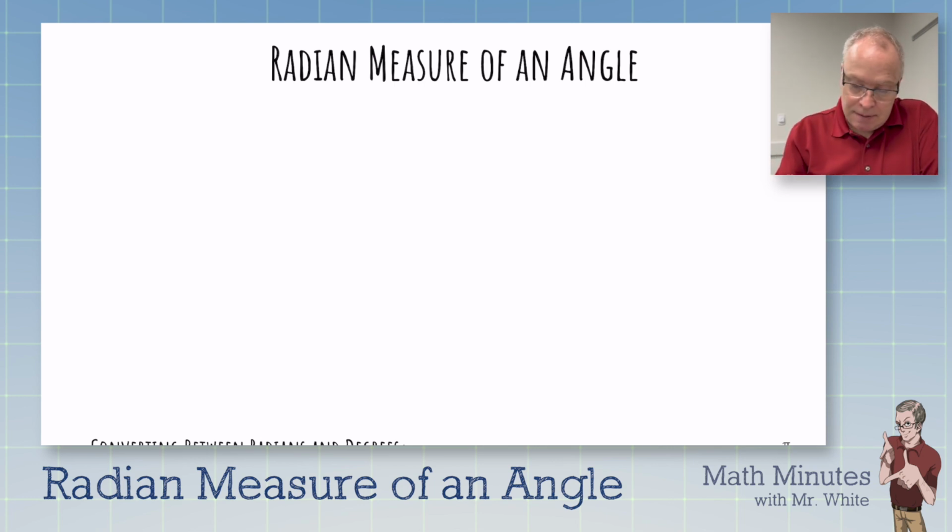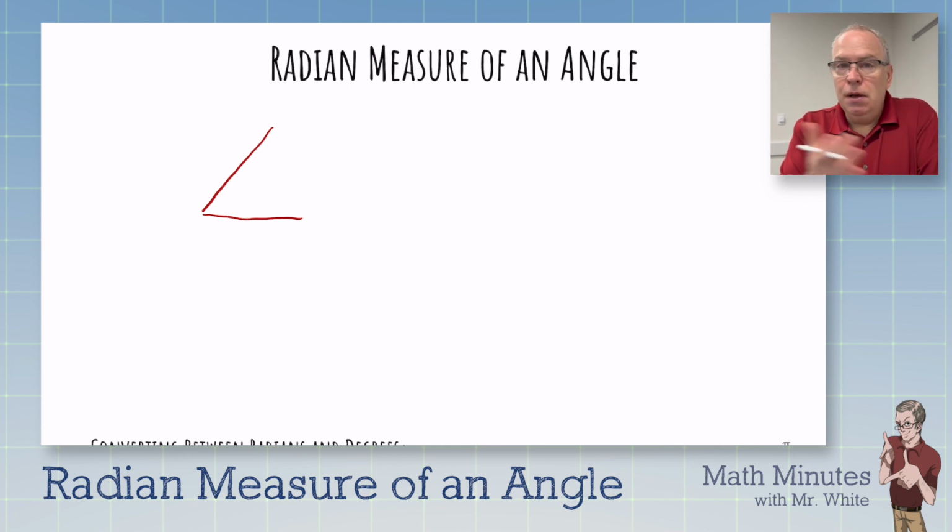So here's how I want to set this up. Let me help you understand what a radian is, or how it's defined first of all. So if we have an angle, maybe it's 50 degrees or whatever it is, but we're going to define a radian a very specific way, okay?